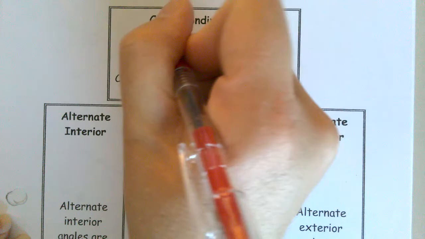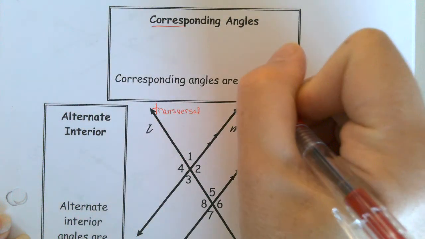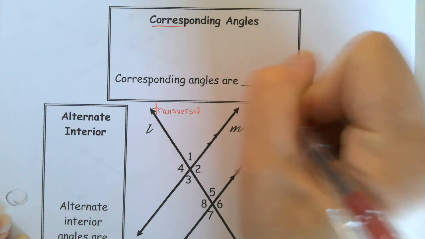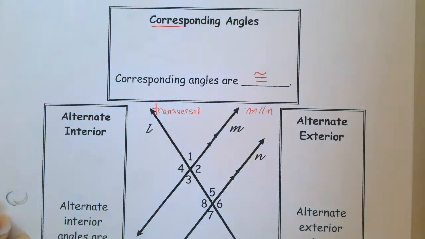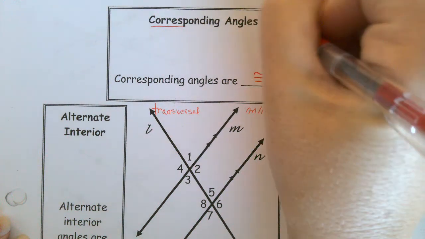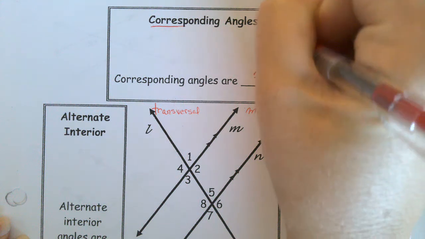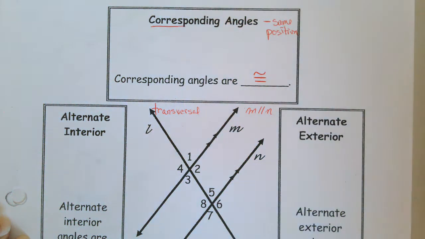Corresponding angles, they correspond. They are in the same position. So corresponding angles, first of all, are congruent. You can write out the word congruent, or you can put the congruent symbol. So corresponding angles are always congruent. Corresponding are in the same position. So what am I talking about? Same position. If it's in the top right-hand corner, it's in the top right-hand corner.